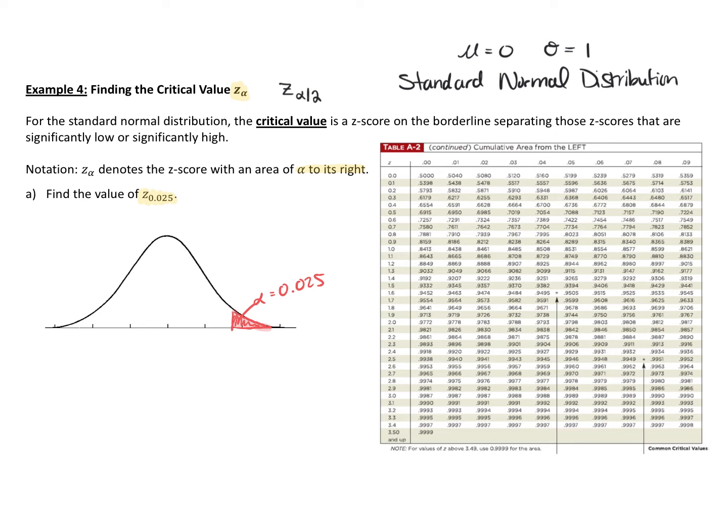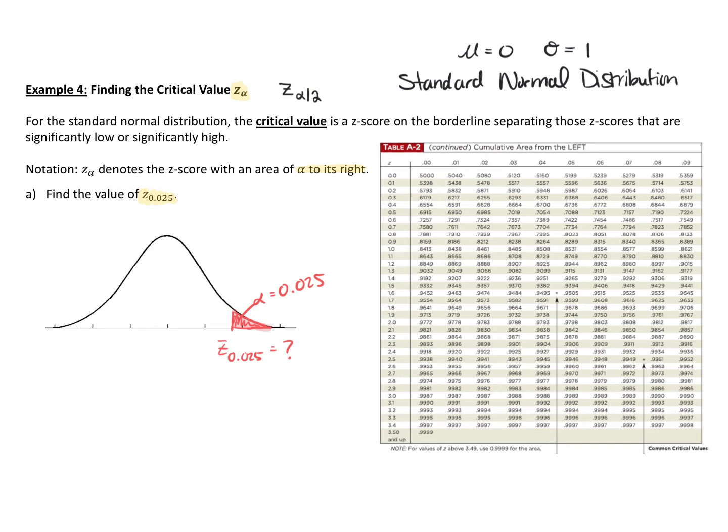So I want to know what is the corresponding z-score. What is z sub 0.025? What's the z-score that corresponds with that small area on the right? There are two ways to find this critical value. You can either use the z-table or you can use your calculator.